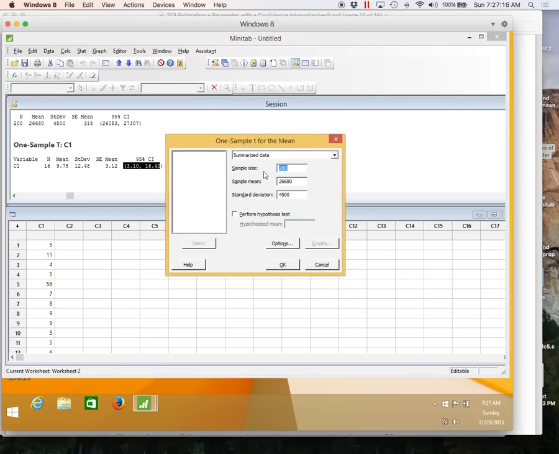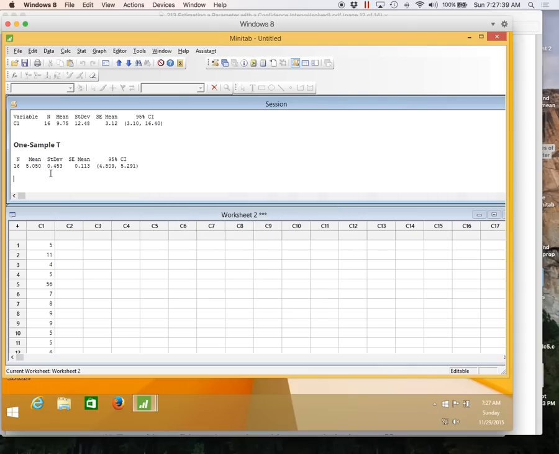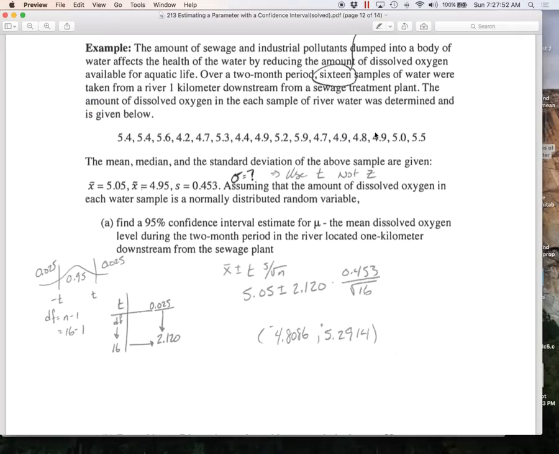So here's where I'll use the real numbers. Here the sample size was 16. The sample mean, it says, was 5.05, and the S was 0.453. Then I can go to options, 95% confidence. Here it tells me, here's X bar. I told it X bar, but it's telling it back to me. Here's S. Here's S divided by root n. And here is my 95% confidence interval.